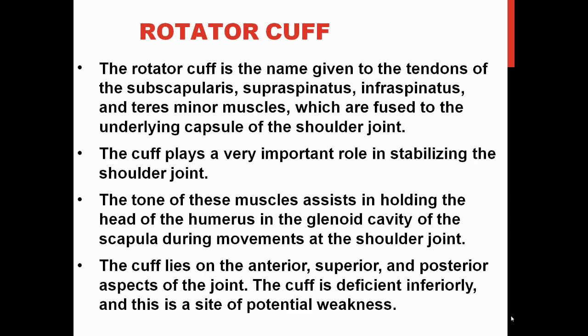The tone of these muscles assists in holding the head of the humerus in the glenoid cavity of the scapula during the movements at the shoulder joint. The cuff lies on the anterior, superior, and posterior aspects of the joint. The cuff is deficient inferiorly, and this is the site of potential weakness.